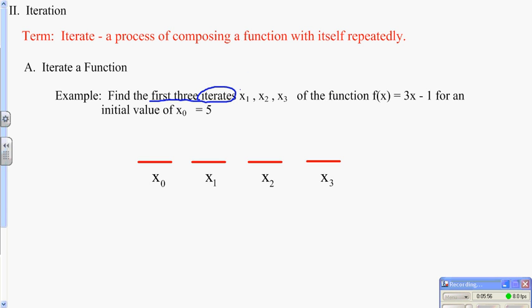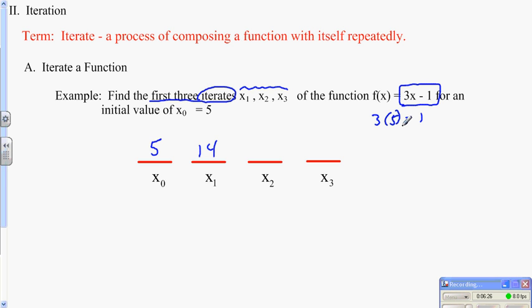Find the first 3 iterates. If you have x of 0, meaning that's your first term, now they start at 0. To find the next one, they ask you to do this algorithm. I want you to take it times 3 and subtract 1. So plug a 5 in and you get 5 times 3. Subtract 1 and we get 14.